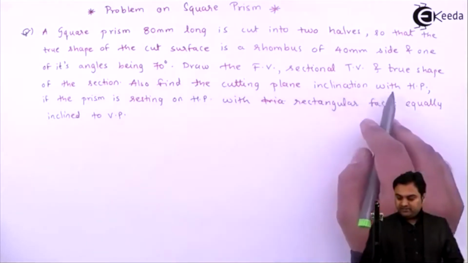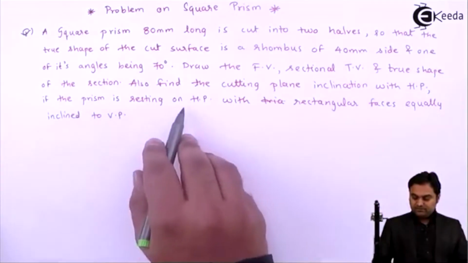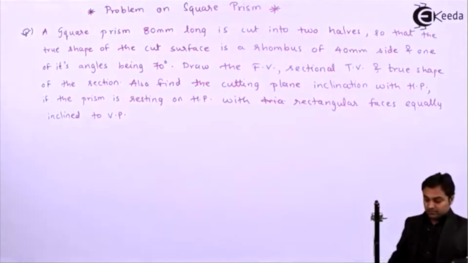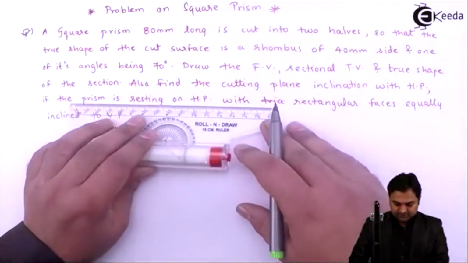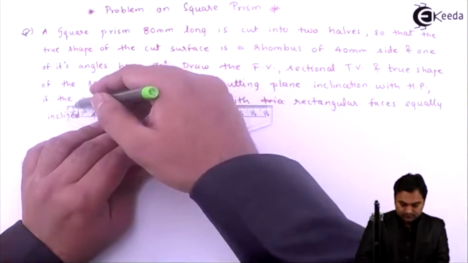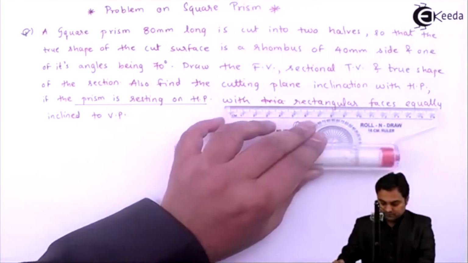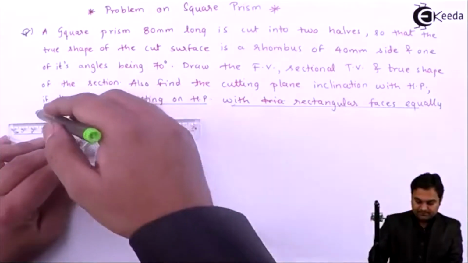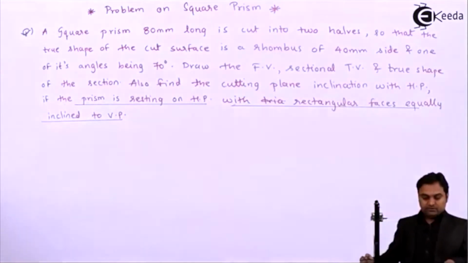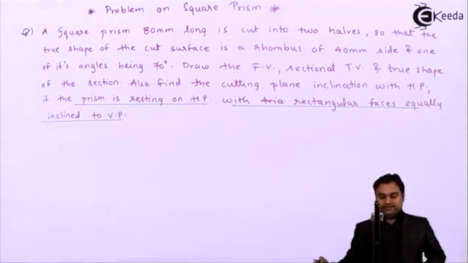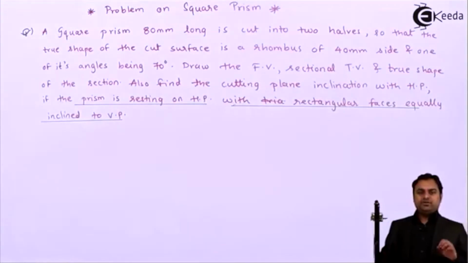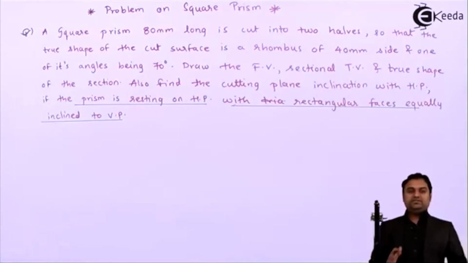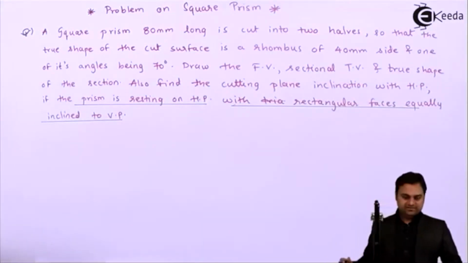Also find the cutting plane inclination with HP if the prism is resting on HP with rectangular faces equally inclined to VP. So this condition will be the initial condition. The prism is resting on HP with rectangular faces equally inclined to VP, that will be seen in HP. So first, by reading the question, we understood the type of solid, square prism. I'll draw the diagram for that and then explain the conditions step by step. Let us get started.